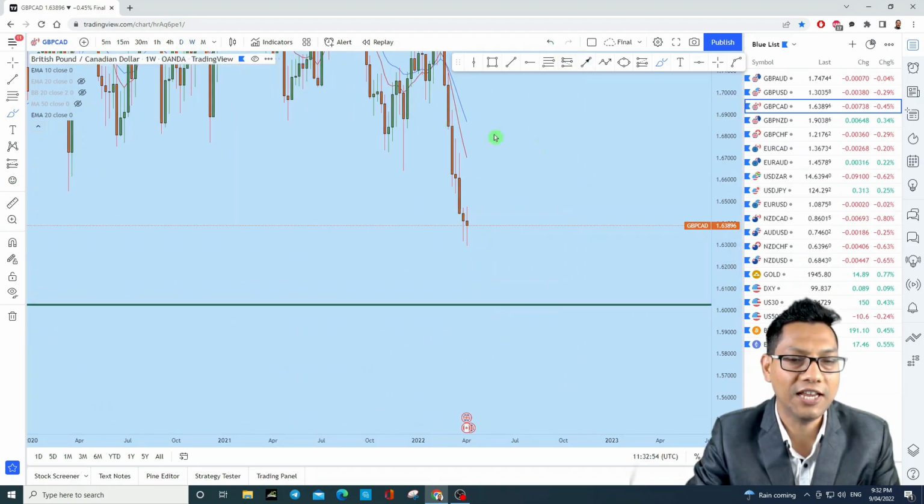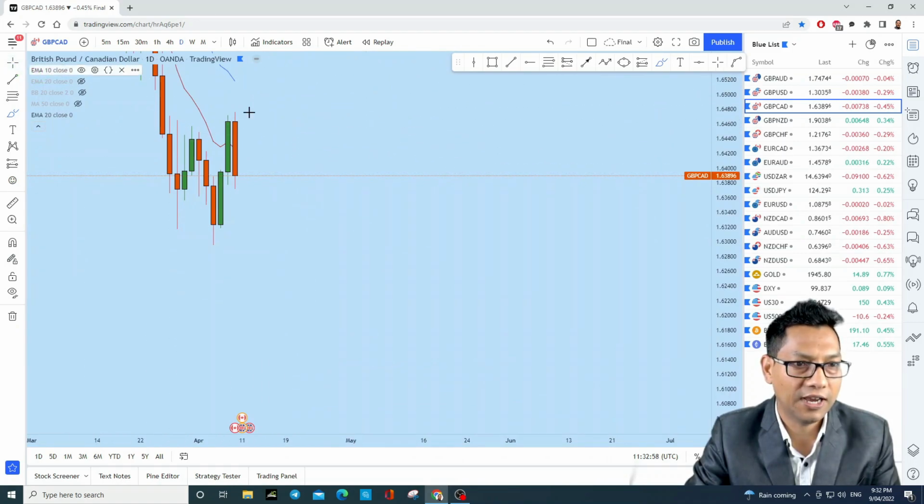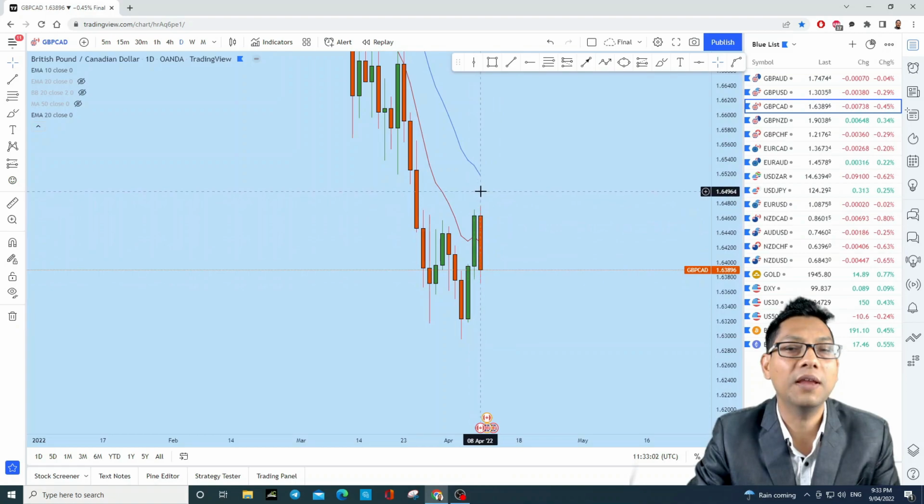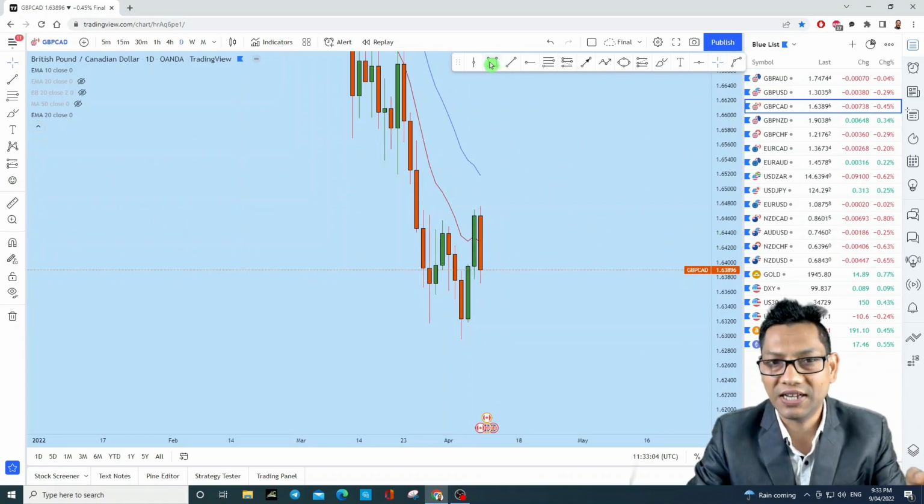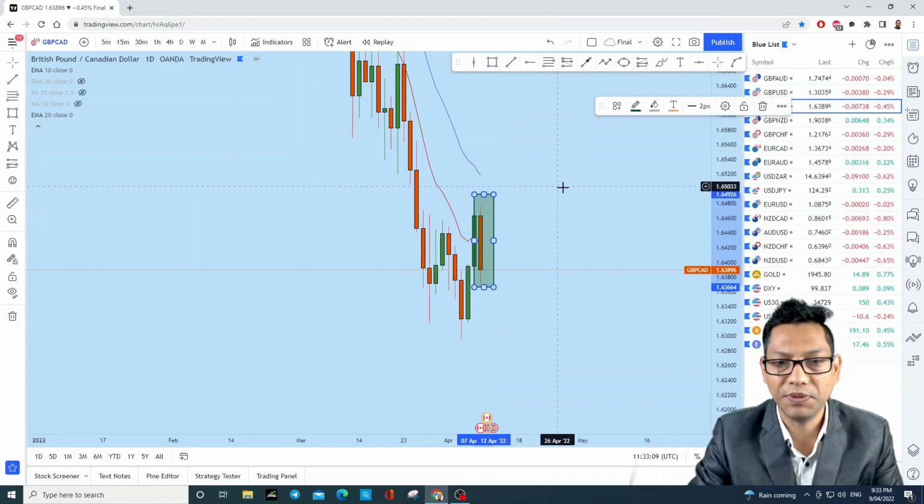So let's see daily. Now on the daily, I have a very biased approach. You see, this is nicely looking bearish price action. This is a textbook bearish engulfer in this GBPCAD.